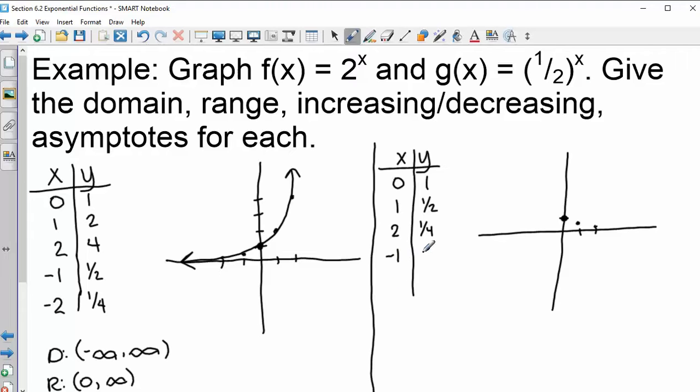If I put in a negative power, the negative would flip this. So if you flip 1/2, you just get positive 2. If I put in a negative 2, the negative flips it, so it becomes 2 squared, which would be 4. And so we're getting a very similar graph, except it switched direction. Again, we'll never get 0 or a negative out, so our graph will look like this.